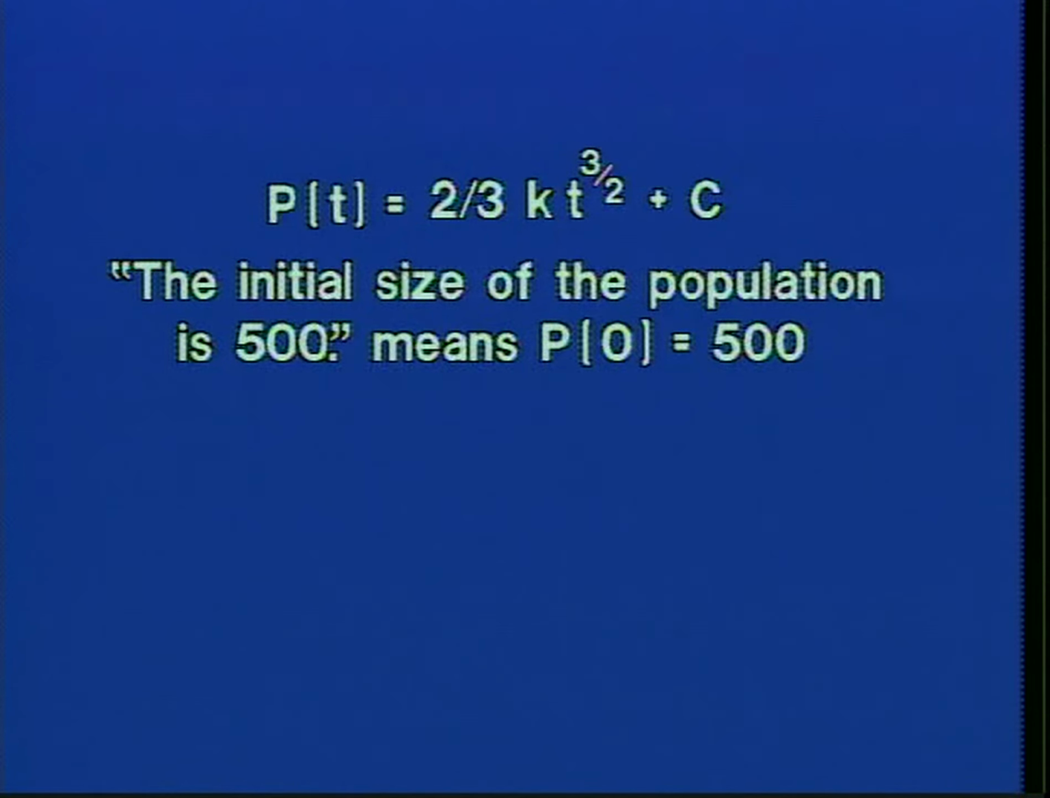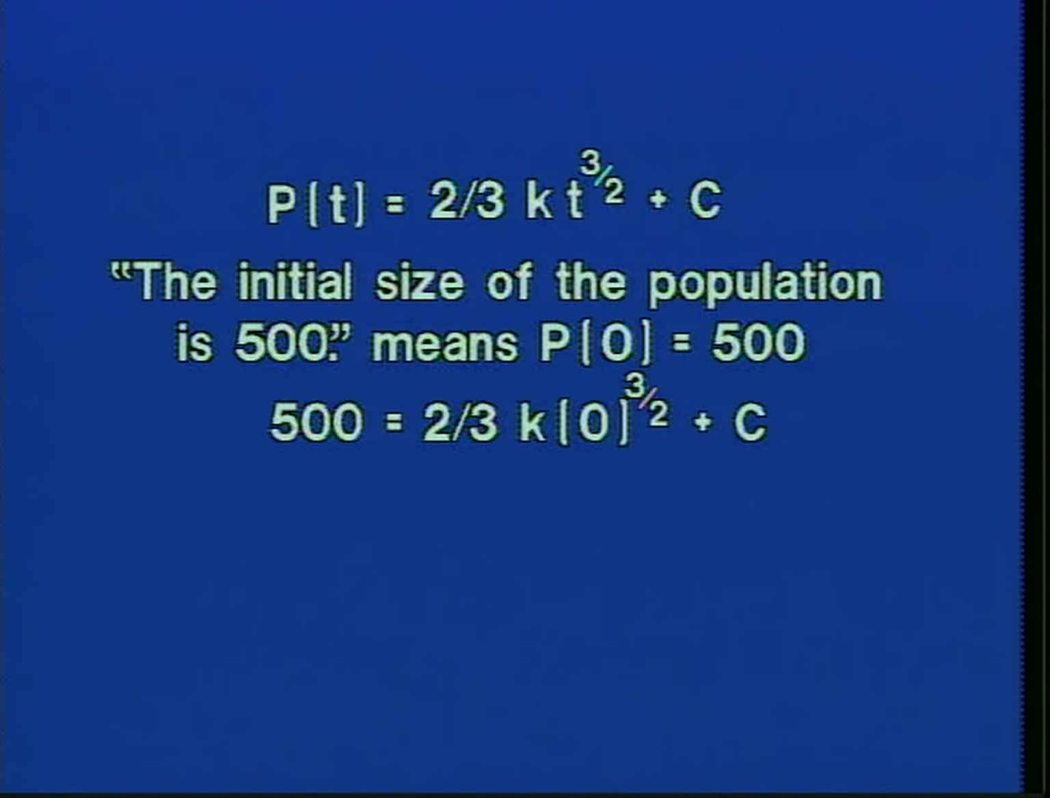It's like when no time has elapsed, the initial size, you see, no time has elapsed, we have a population of 500. So P of 0 is 500. That allows us then to make a substitution here, actually a couple of them. 500 then is 2/3 k times 0 to the 3/2 plus C. And that middle term goes out, so we know then that C is 500.